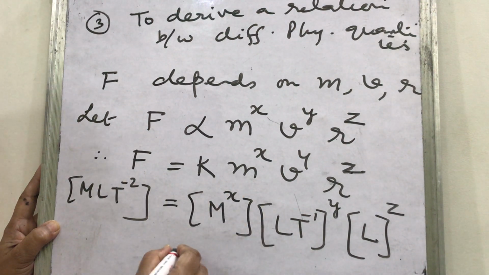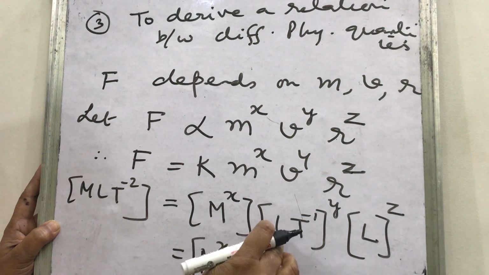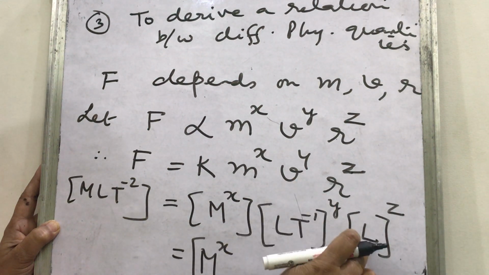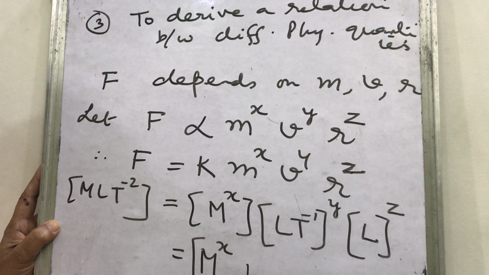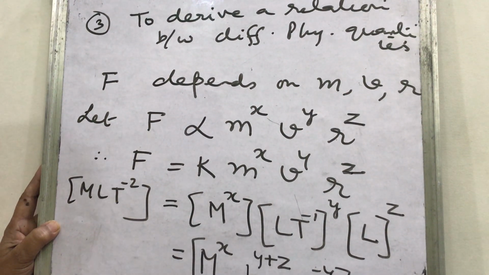Now finally what will you write here? M to the power x within the bracket, and here L to the power y and here L to the power z. So you will write L to the power y plus z, then T to the power minus y. In this way you have rearranged it.